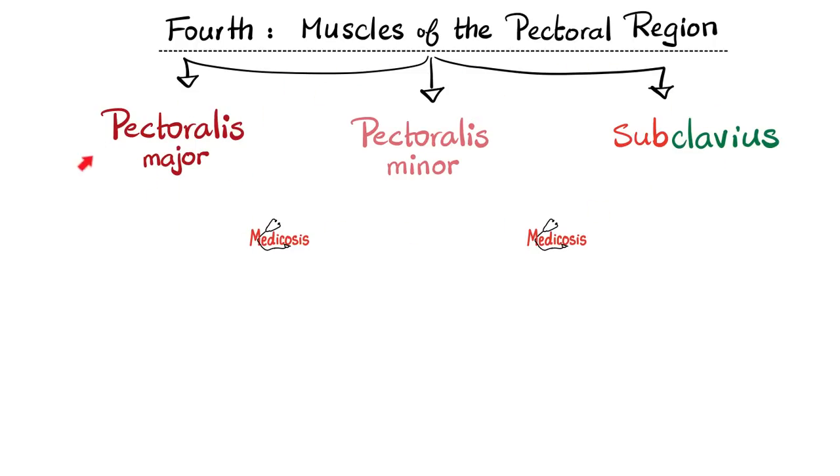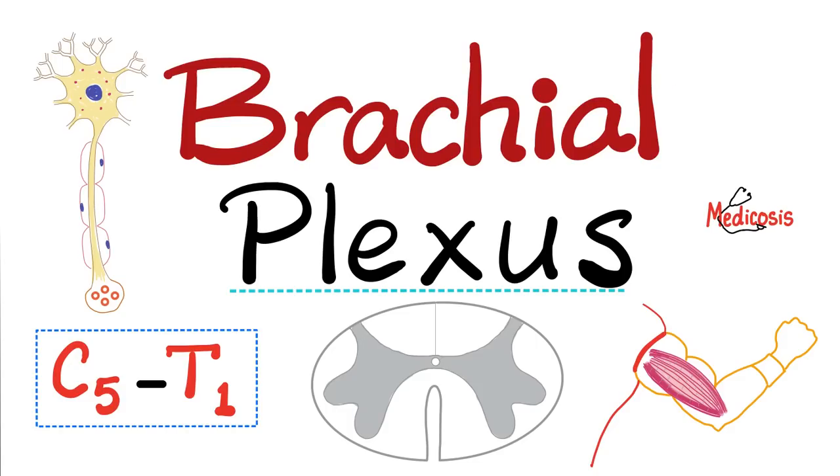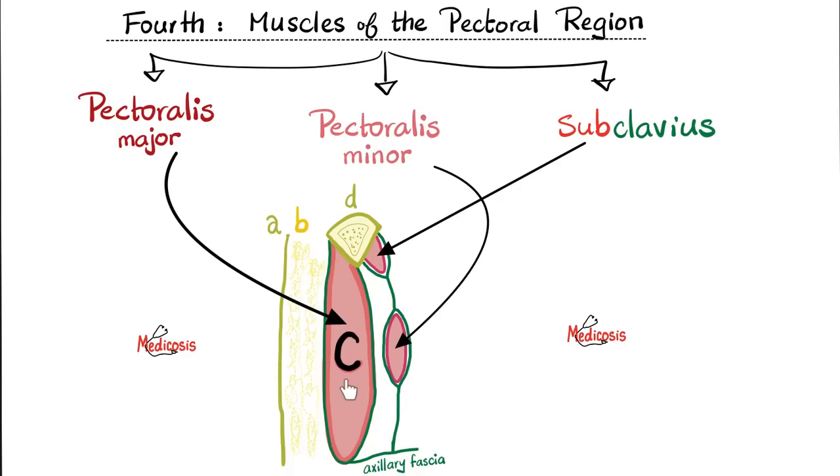By the way, all of them are supplied by the brachial plexus, and as you know, the brachial plexus runs from C5 all the way until T1. If you haven't watched my video on the brachial plexus, I have no idea what you're doing with your life. Again, this is pectoralis major, this is pectoralis minor, and this is subclavius.